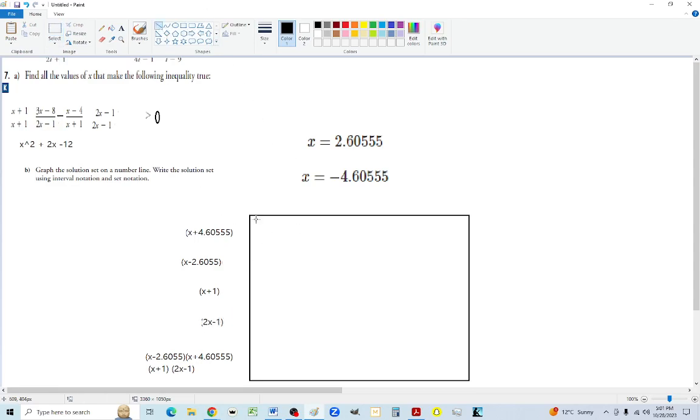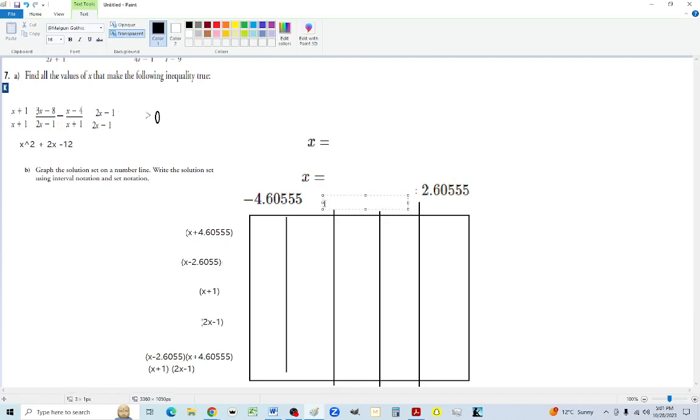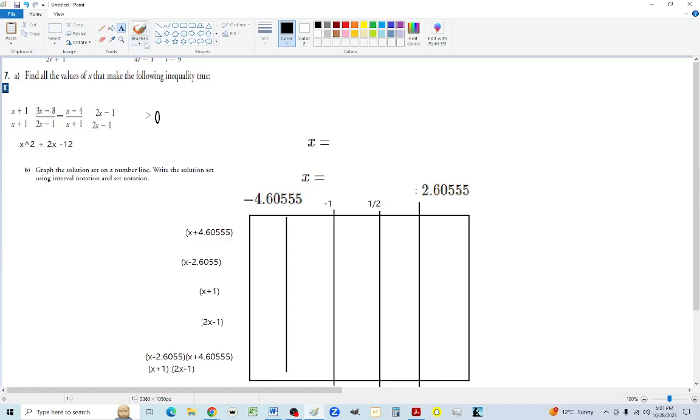And then you have to create your number lines. One of them's over here, and one of them's over here. Then minus 1 is here, and 1/2 is here. So then I draw the number lines like this, and we're looking for anything that's bigger than 0, so it's got to come out as positive.